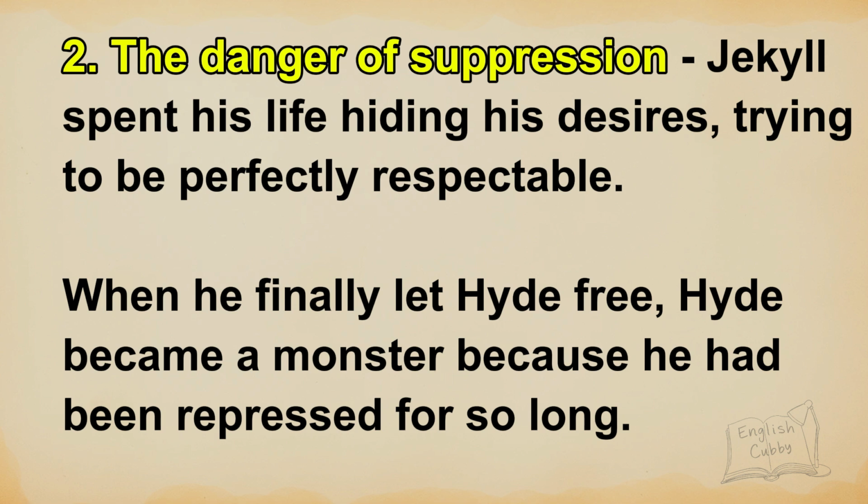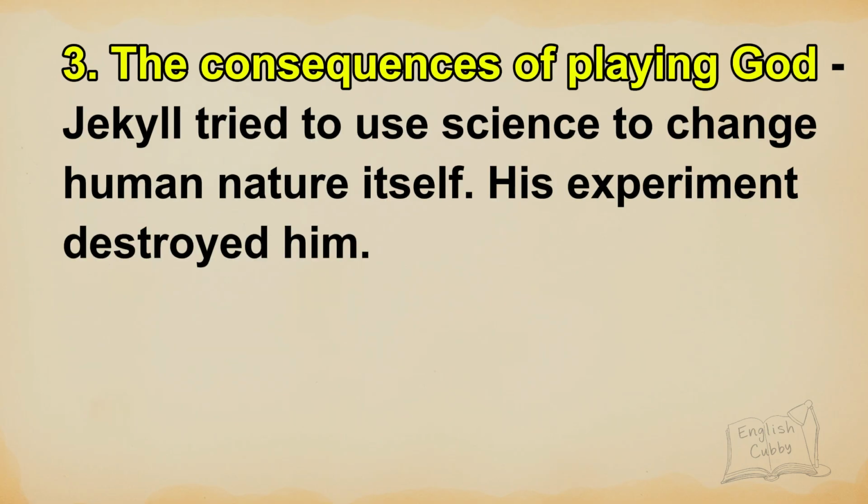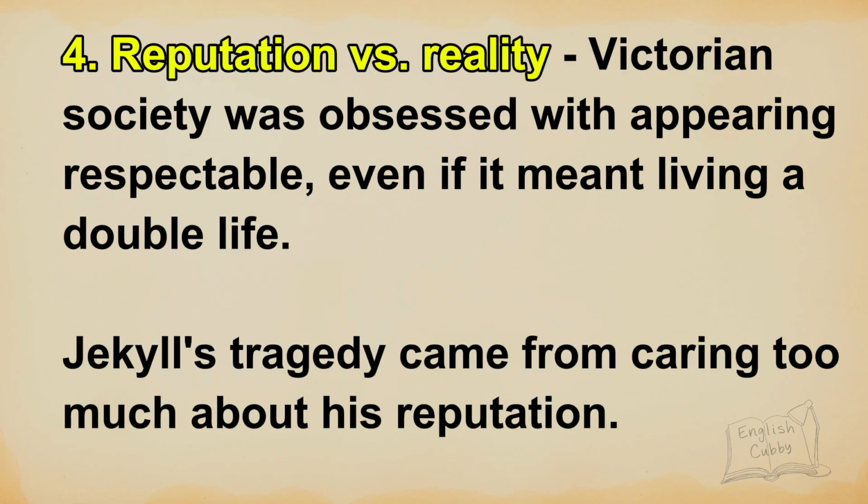2. The danger of suppression. Jekyll spent his life hiding his desires, trying to be perfectly respectable. When he finally let Hyde free, Hyde became a monster because he had been repressed for so long. 3. The consequences of playing God. Jekyll tried to use science to change human nature itself. His experiment destroyed him.